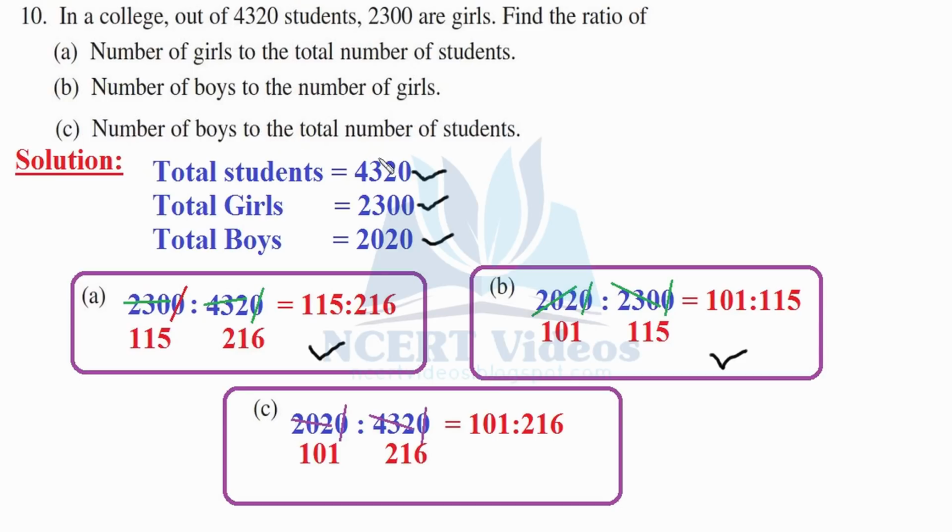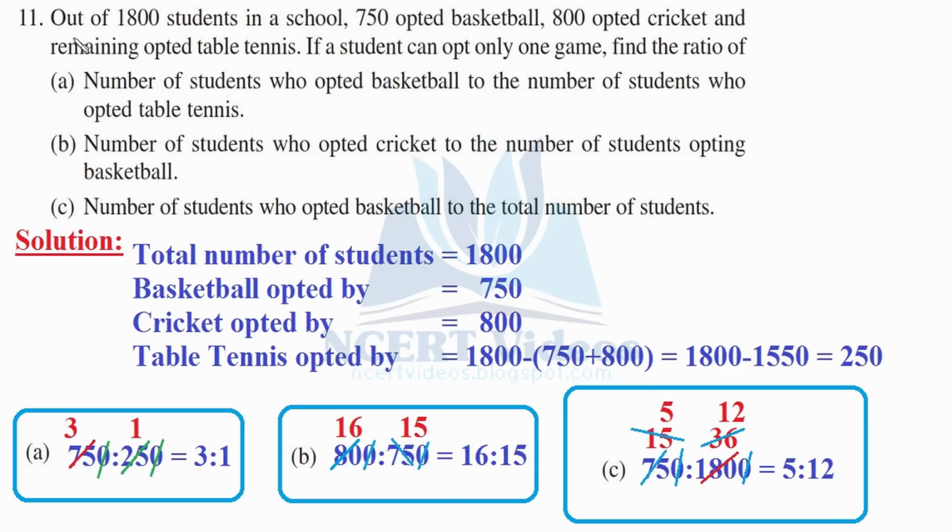Now C part, number of boys to number of students. So number of boys are 2,020, so we write 2,020 here, and total number of students are 4,320. Again 0 cancel, 2 1s are 2, 0, 1, and 2 1s are 2, and similarly you can find 101 to 216.